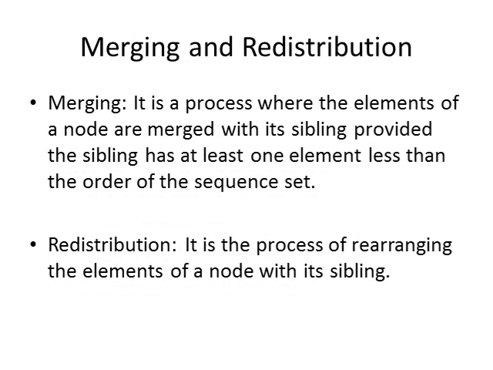We see that merging is a process where the elements of a node are merged with its siblings, provided that the sibling has at least one element less than the order of the sequence set. Redistribution goes as follows. It is a process of rearranging the elements of a node with its sibling.